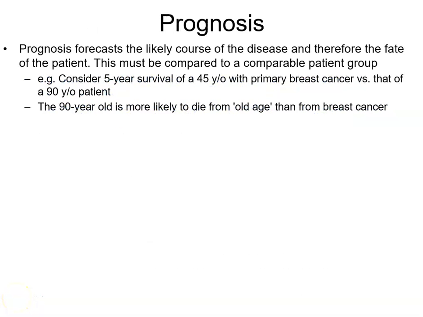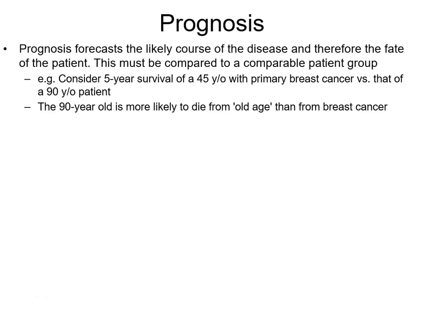So when we're talking about disease, we're often talking about prognosis. Prognosis being the forecast of the disease course. How is the patient going to do? Is the patient going to live? Is the patient going to die? Is the patient going to have symptoms? Is the patient going to be symptom-free? And you can describe prognosis in different ways which have different meanings.